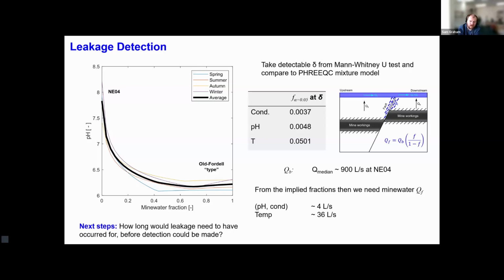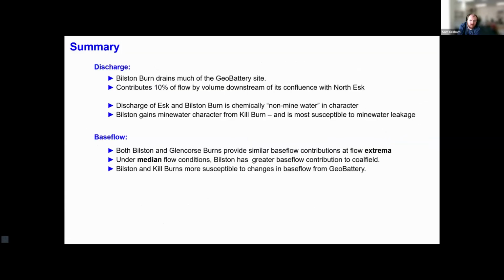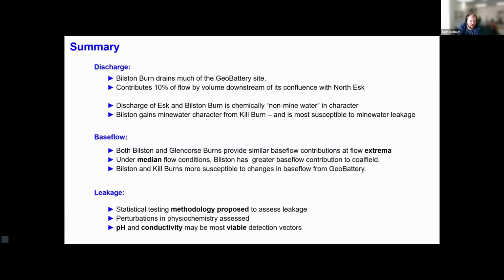Obviously, the question is then how long would this leakage need to occur for us to actually make the detection in the series? That's some ongoing work. And then I'll put up the summary slide there, but I'll happily take any questions.